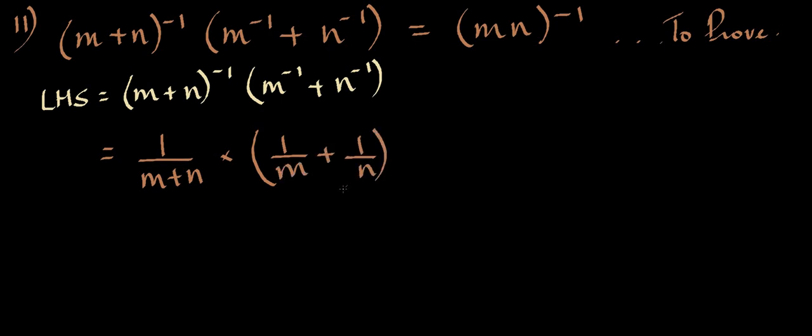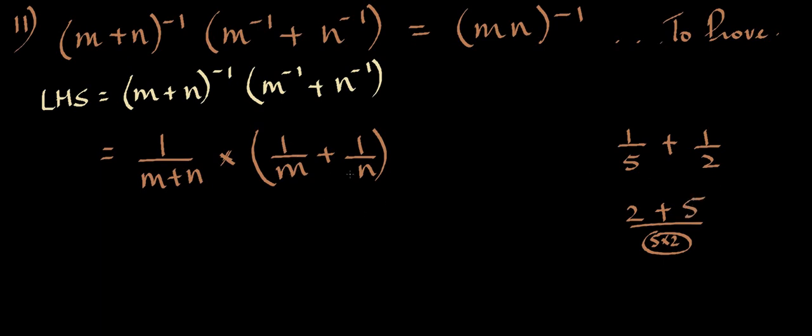Now children, imagine if you had 1 upon 5 plus 1 upon 2. How would you do it? Since they are unlike fractions, you would have taken the LCM. What is the LCM? 5 multiplied by 2. So yes, my LCM would be 10. 5 multiplied by 2, that is 10. And what would I have here as my numerator? 1 multiplied by 2 plus 5 multiplied by 1, that is 7.